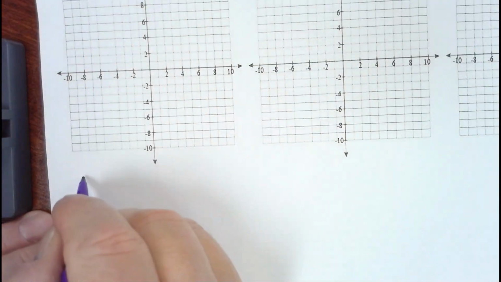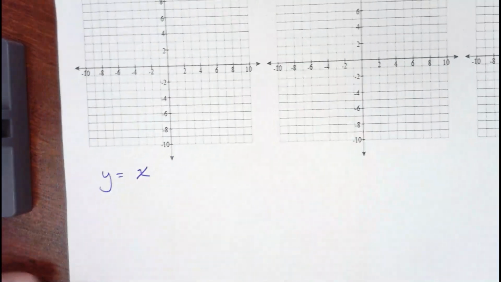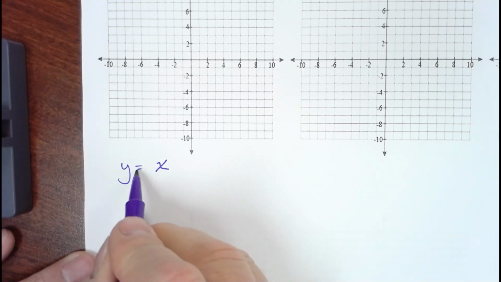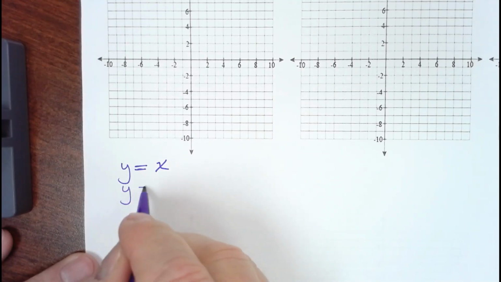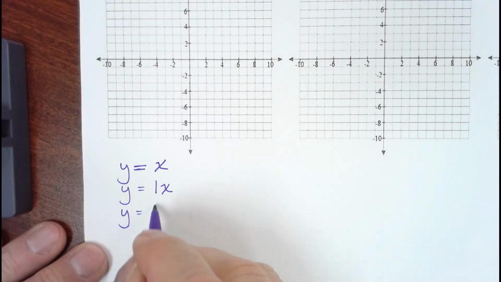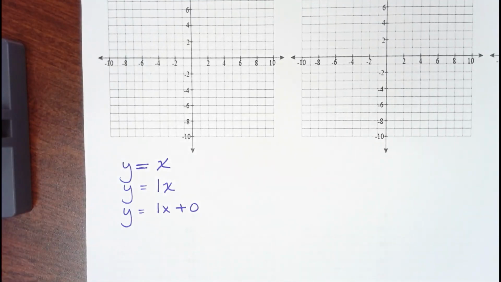If I write out y equals x, does everybody agree that this is the same as y equals 1x? 1 times anything is that thing. What about adding 0? Adding 0 to that thing is that same thing, right? It's a property of 0 and the multiplication property of 1.